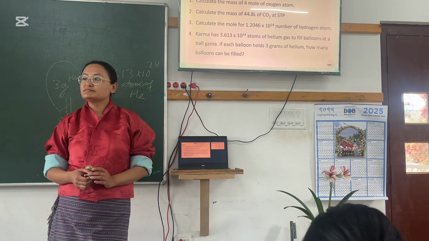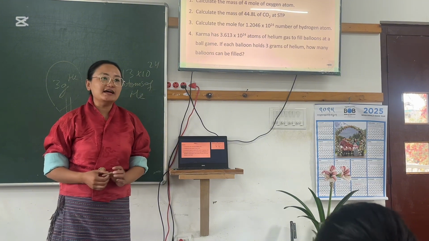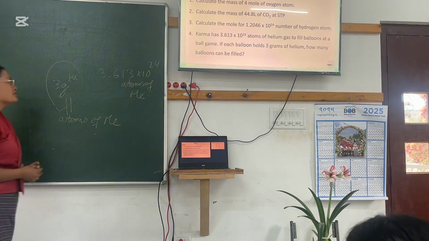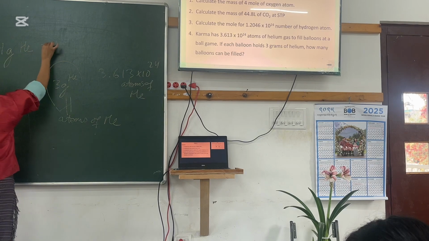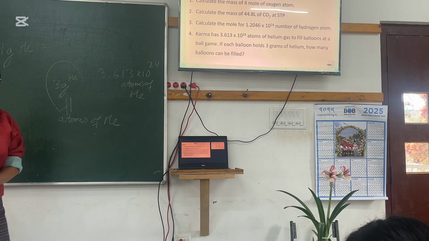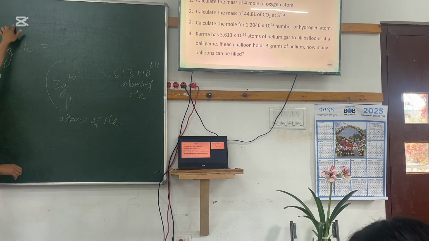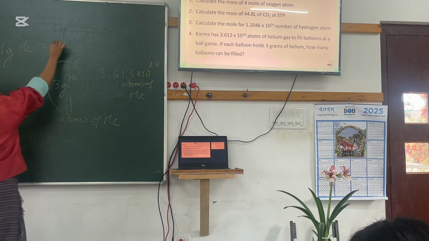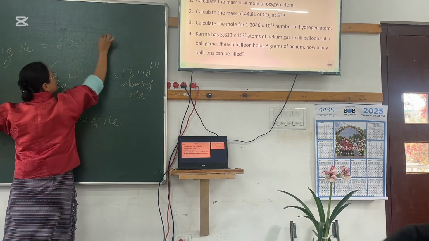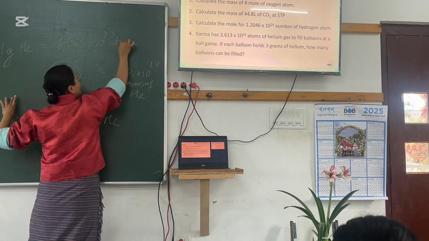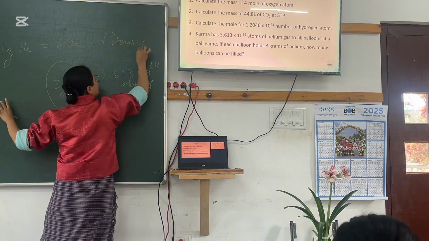1 mole of helium, meaning in terms of mass, how much is it? 4 grams. The molecular weight of helium is 4 grams. So if you have 4 grams of helium, how many helium atoms are present there? Avogadro's number, because 4 grams is 1 mole. So you have 6.023 times 10 to the power 23 atoms of helium.